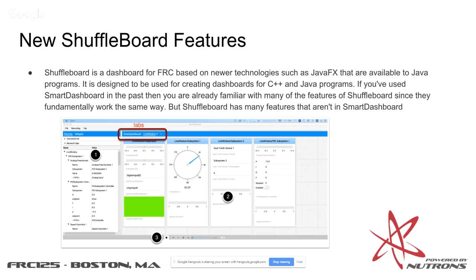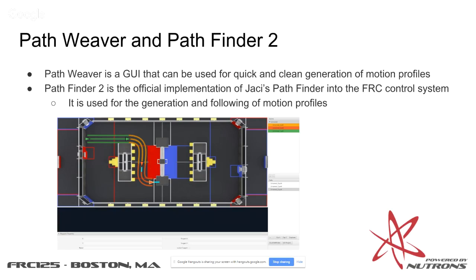Cool. So the last thing we're going to cover is Pathfinder and Pathfinder 2. Pathfinder is a really neat GUI that allows you to plan motion profiles from a starting point to an endpoint and link them together into autonomous routines. It allows for quick and clean generation of motion profiles that can be used with Pathfinder 2, which is basically the official implementation of Jaci's Pathfinder, a library that the Neutrons used last year for generating and following motion profiles. These two can be used in conjunction for very smooth driving and repeatable autonomous routines.